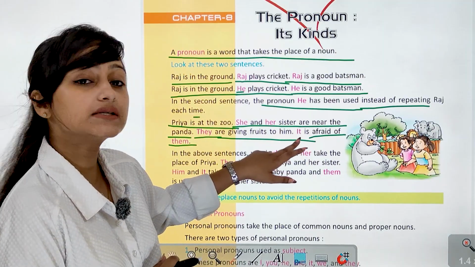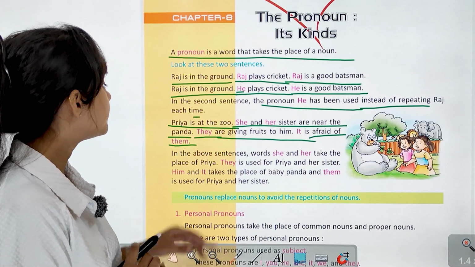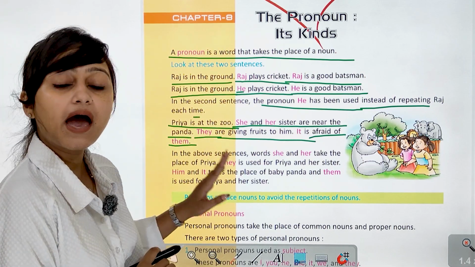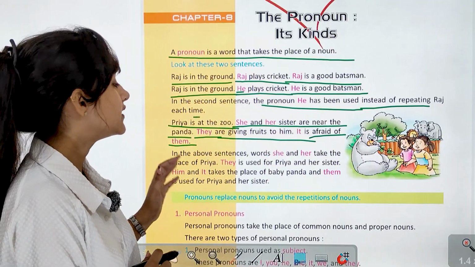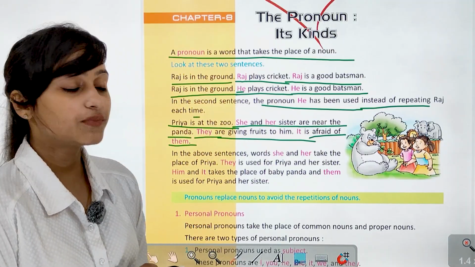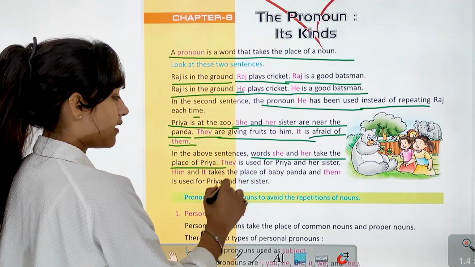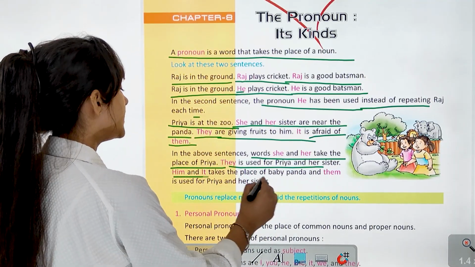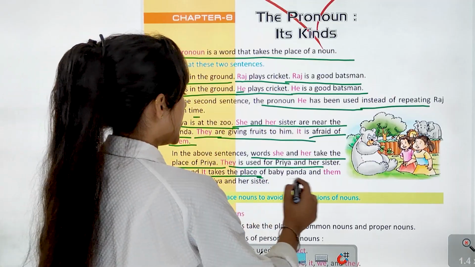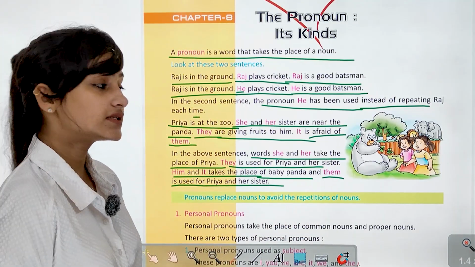They are giving fruits to him. Now it. What is it? Panda. Panda की जगह we have used it. It is afraid of them. Them are she and her, Priya and her sister. So she, her, they, it, them. What are they? They are the pronouns. In the above sentence, the words she and her take the place of Priya. They is used for Priya and her sister. Him and it take the place of baby panda, and them is used for Priya and her sister.